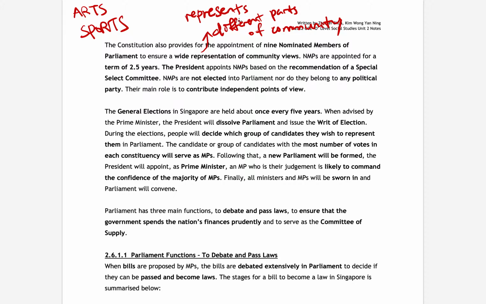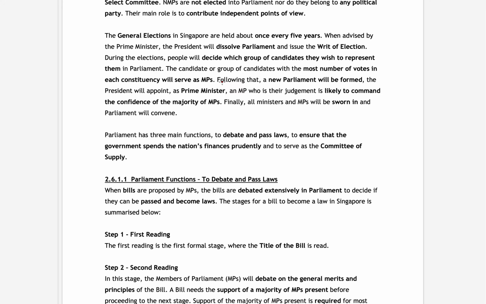Okay, next, general elections. The general elections in Singapore will be held usually once every 4 or 5 years, right? So the process is essentially when the PM advises the president about the election, they will dissolve parliament and they will issue the writ of election. During the election, people will decide which group of candidates they wish to represent them in parliament. The group of candidates that have the most number of votes in each constituency will serve as MPs in the next parliament.